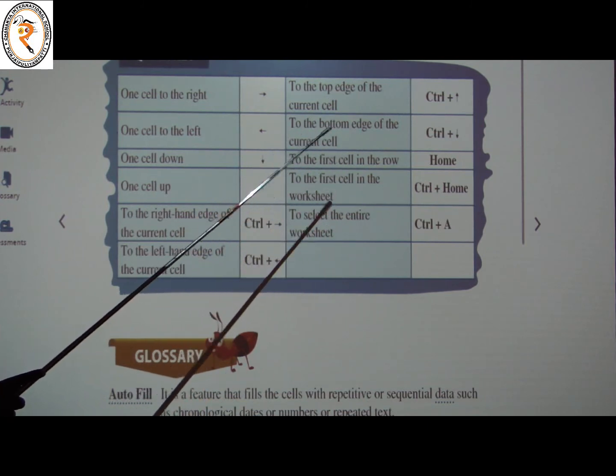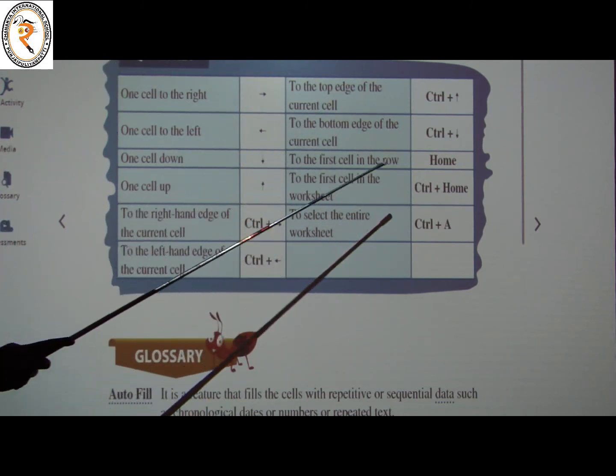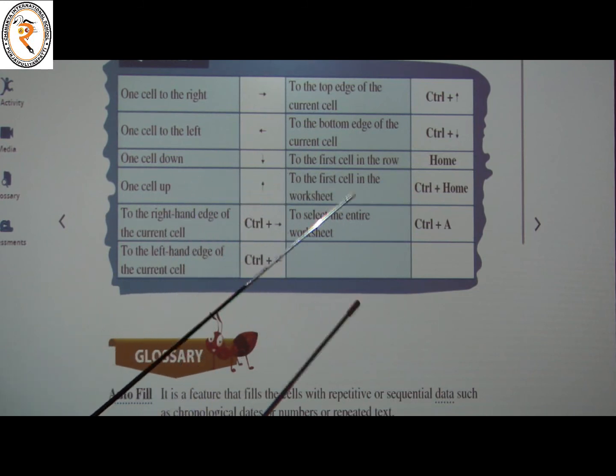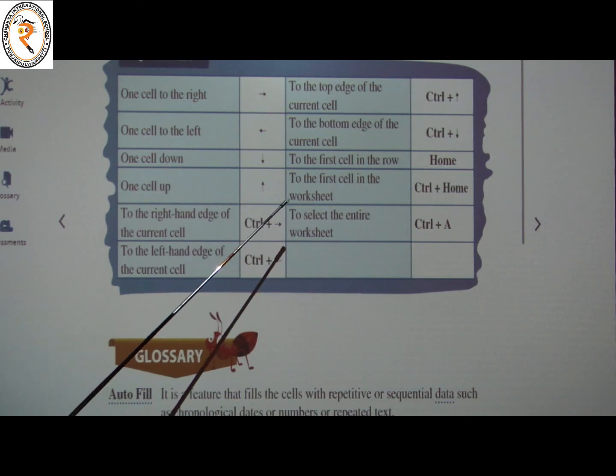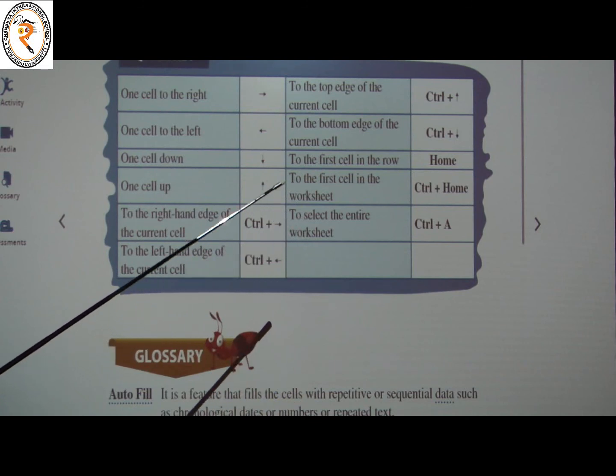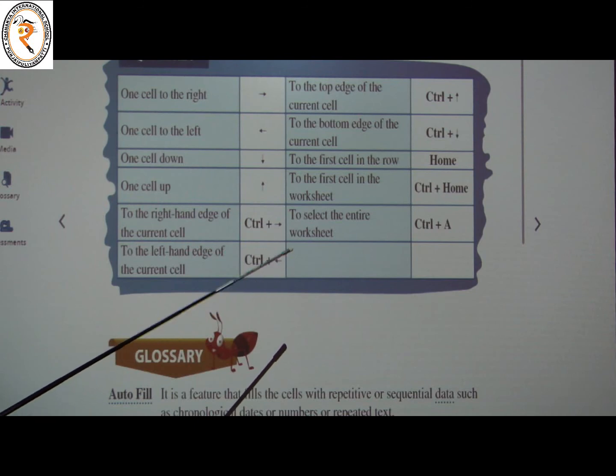First cell in the row: if I want to go to the first cell in the row, I have to press the home button on the keyboard. First cell in the worksheet, control plus home. To select the entire worksheet, control plus A. I have already told you, to select the whole presentation, control plus A, whole workbook, control plus A, whole Word document, control plus A.